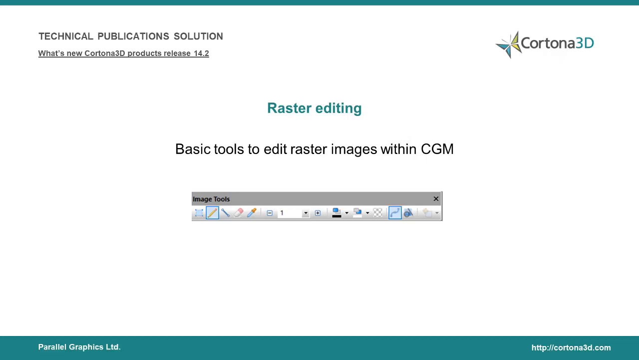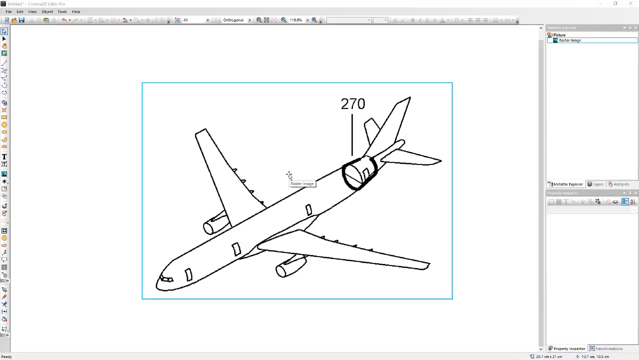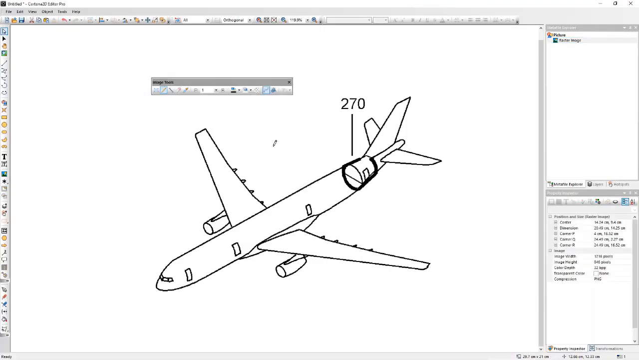Cortona 2D Editor Pro now supports basic raster editing. Only a few basic tools are available, such as pencil, line, eraser, and color picker. Additional properties such as brush size and setting color are also available. To edit a raster element, either double-click on it, or right-click and choose Edit Image, or use the keyboard shortcut.